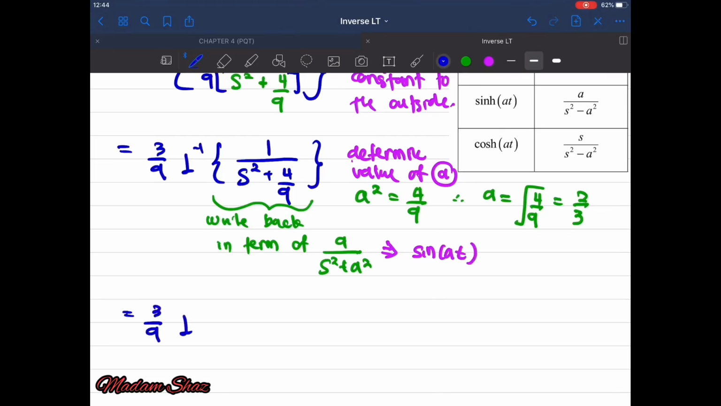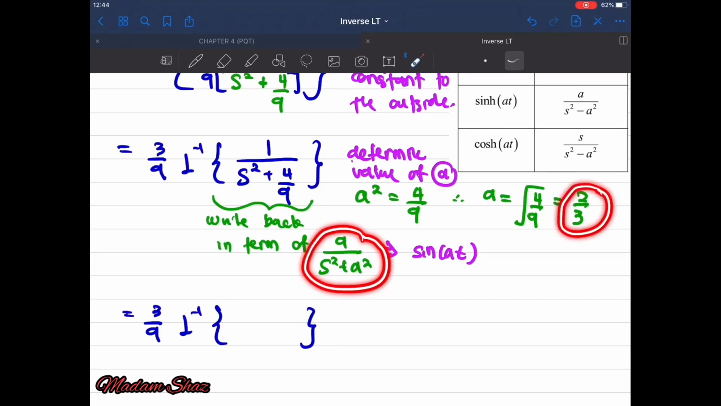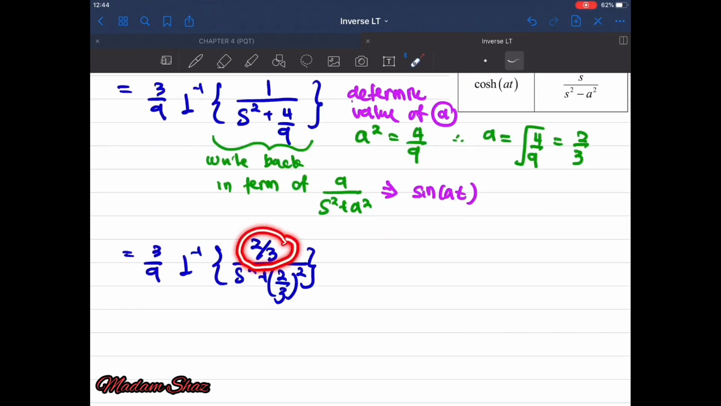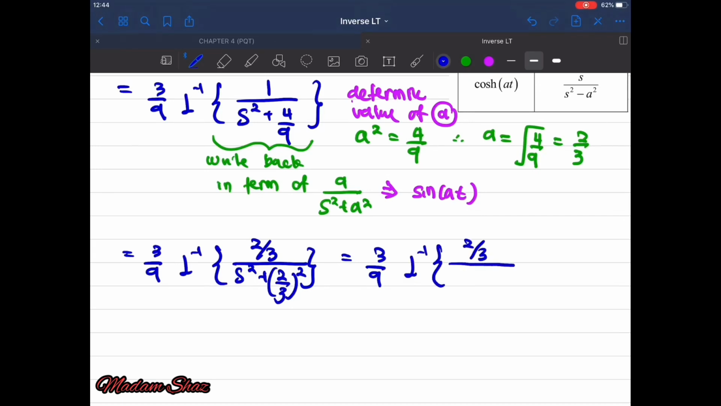3 over 9 Laplace inverse of a over s square plus a square. Our a is equal to 2 over 3. So 2 over 3 divided by s square plus 2 over 3 to the power of 2. So now you multiply by 2 over 3 here, and you should divide by 2 over 3 at the front here. Divide by 2 over 3.